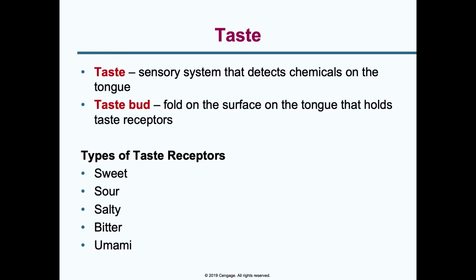All right. Then we have something called umami, and this was a Japanese word for the taste of MSG, which you often hear about in Chinese food. But MSG cannot be described by any of the above four tastes. It cannot be described as sweet, sour, salty, or bitter. And that's why this other category or type was created.